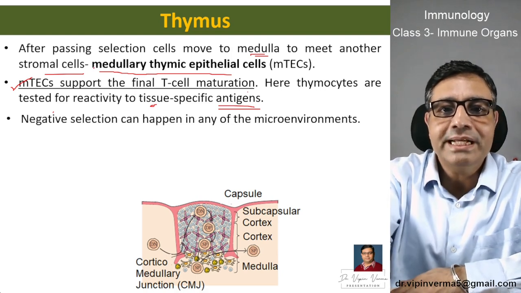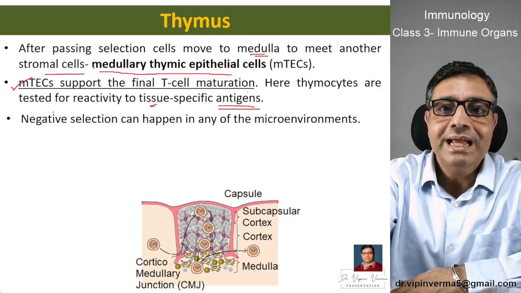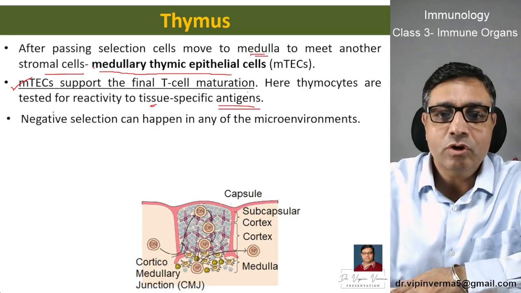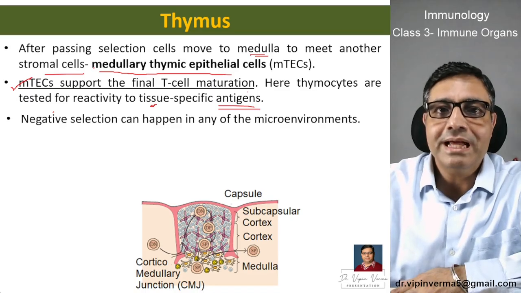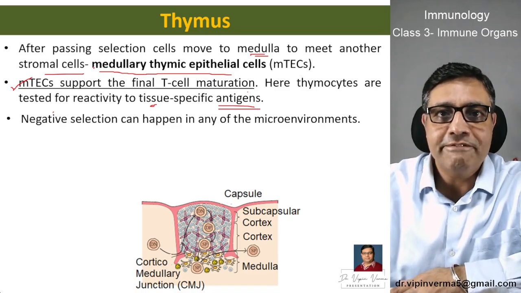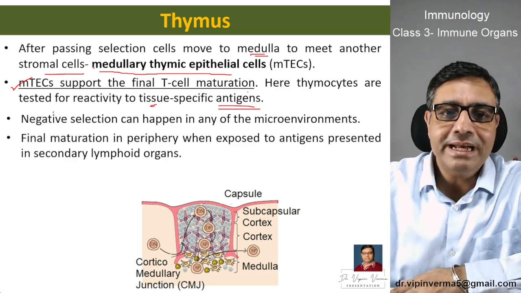So negative selection can happen in any of the microenvironments. Now this is important because either they are in the cortical region or they are in the medullary region. Negative selection can happen based on whether the affinity is low or the affinity is high. Fine. Final maturation in periphery when exposed to antigens presented in secondary lymphoid organs.